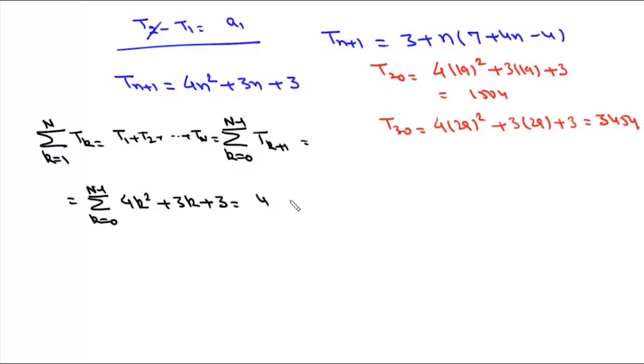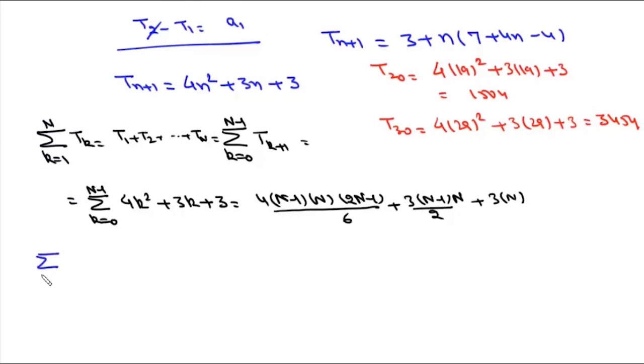So this is 4, and the summation of k square is n minus 1 into n into 2n minus 1 by 6. Here we are dealing with n minus 1, and 3, and then n minus 1 into n divided by 2, plus 3, and here this value will be n. Now first we'll find this summation, k varies from 1 to 20 Tk. Now here the value of n is 20.